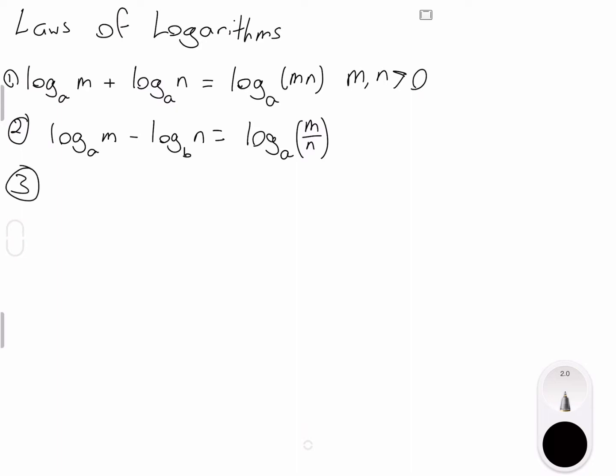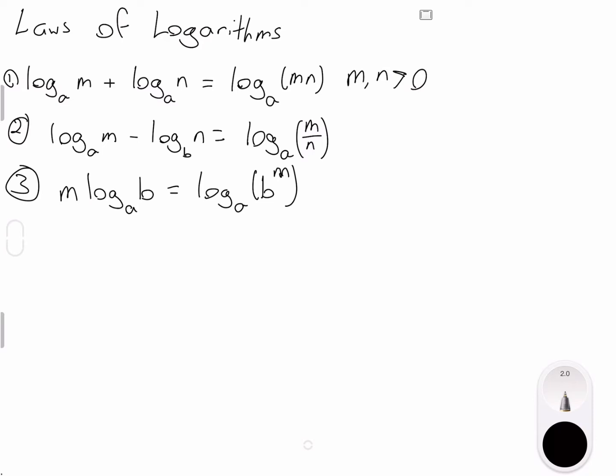Alright, let's look at the third and final one. If I have m times log A of B, what this is actually equal to is log in base A of B to the power of m. And that's our 3 laws of logarithms.